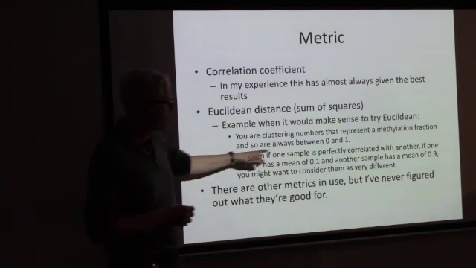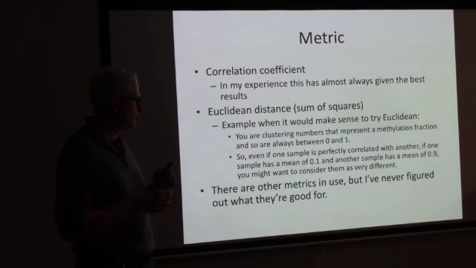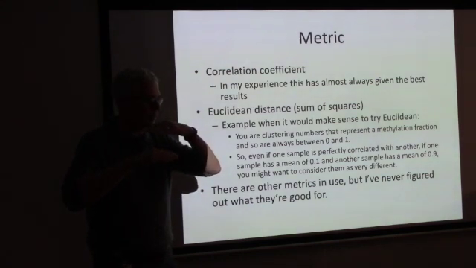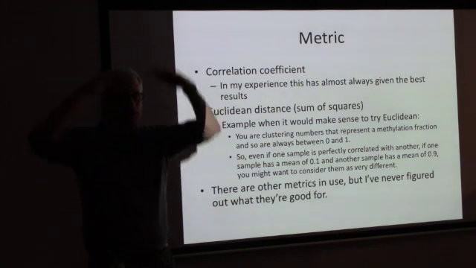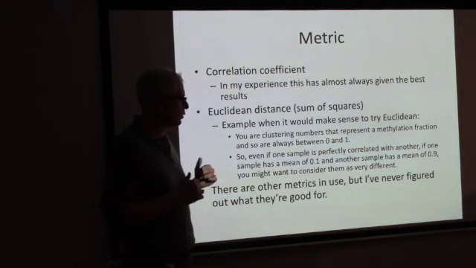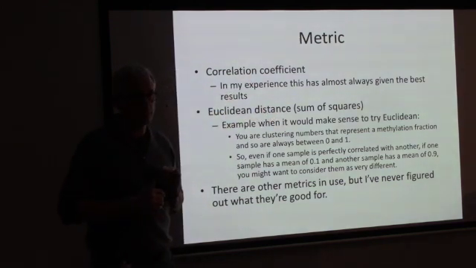So even if one sample is perfectly correlated with another, if one of them has a mean of 0.1 and one of them has a mean of 0.9, they're really quite different. So they're perfectly well correlated. They have the same up and down, but one is high and one is low. You may want to say those are not very similar. So in that case, you could use a Euclidean distance instead of a correlation coefficient.